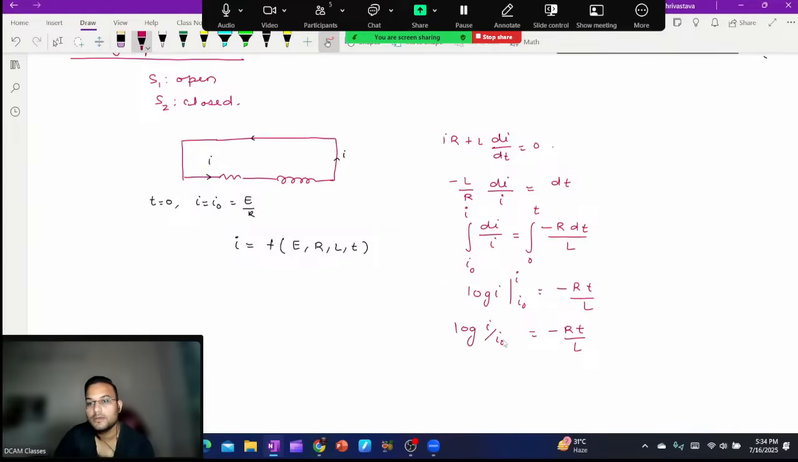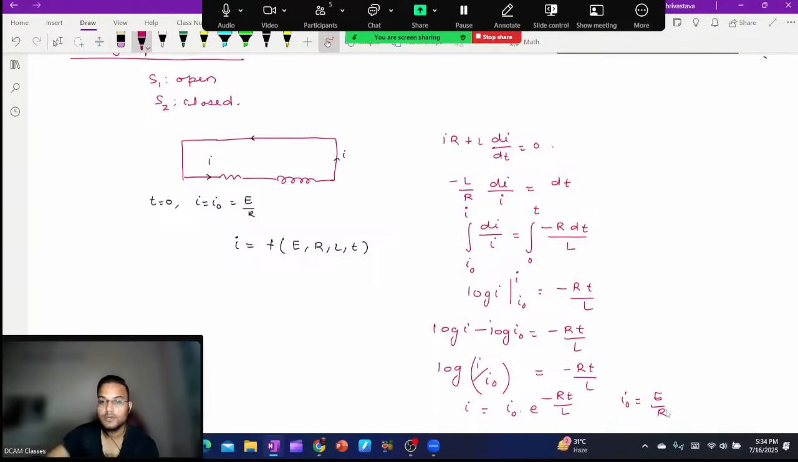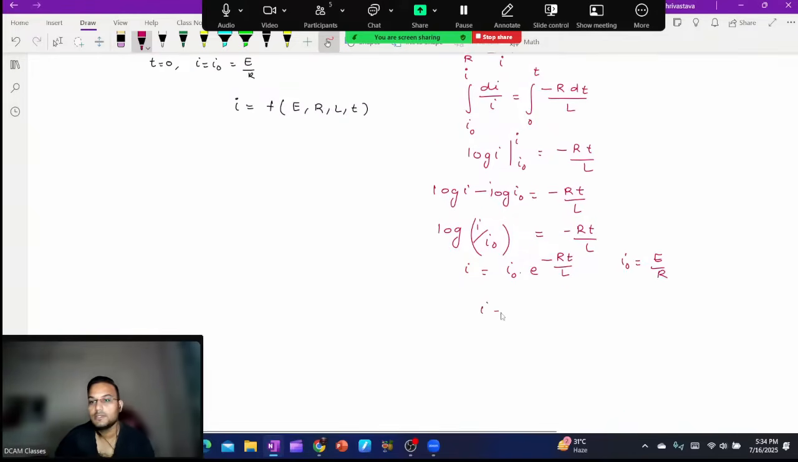Log of I by I naught. Yeah, let's keep it simple. Log I minus log I naught. I'll write this as log of I by I naught, which will be equal to minus Rt by L. So I is equal to I naught into e power minus Rt by L. And we all know I naught is equal to E by R. So put the values. I is equal to E by R into e power minus Rt by L. This is our result.